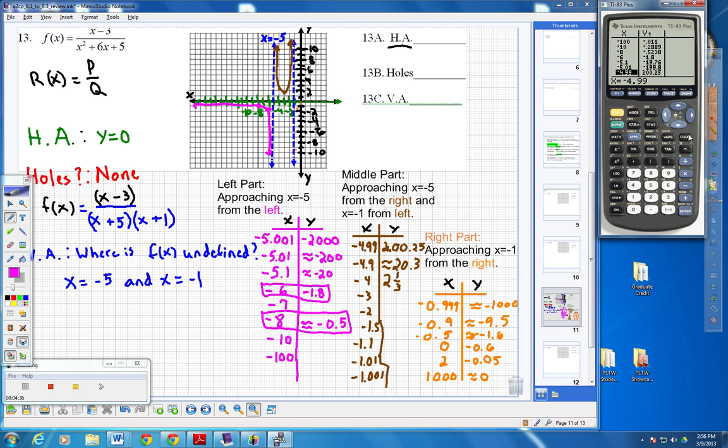Because I can't put in 5, I get -4.99, 200. Wow, that's way up there. Way up there. So I know it's going to start way up there. And then, okay, let's go ahead and go to -4.